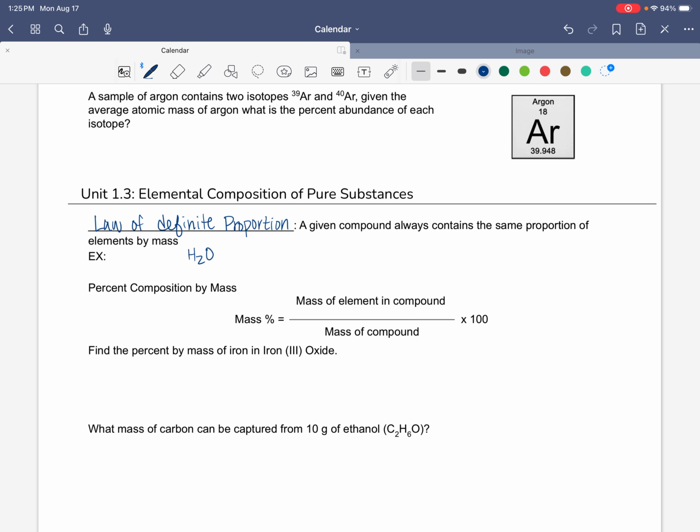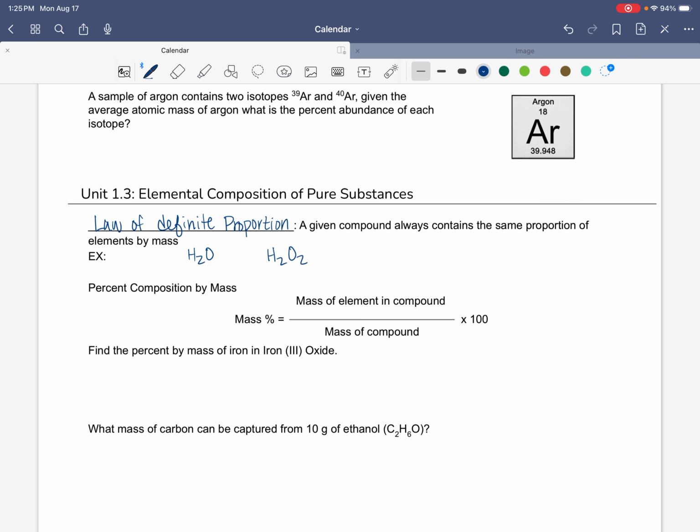Same thing if I were to change that, like where I have H2O2, it's no longer water, so it's going to have completely different properties of that particular compound.